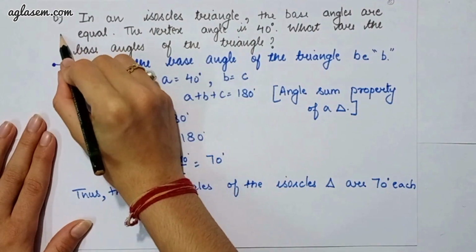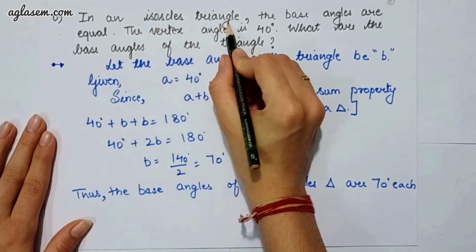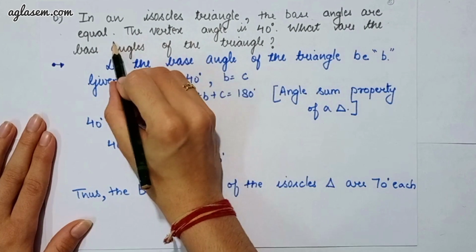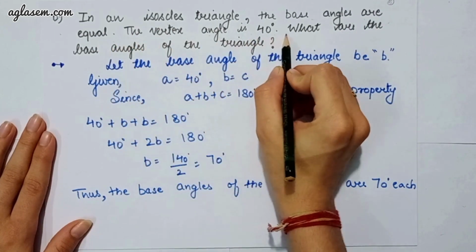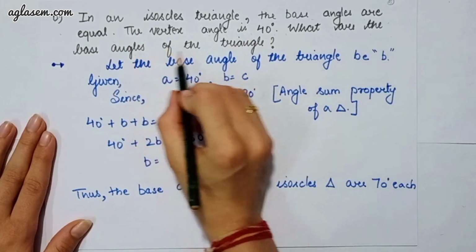Moving to B part, which says in an isosceles triangle, the base angles are equal. The vertex angle is 40 degrees. What are the base angles of the triangle?